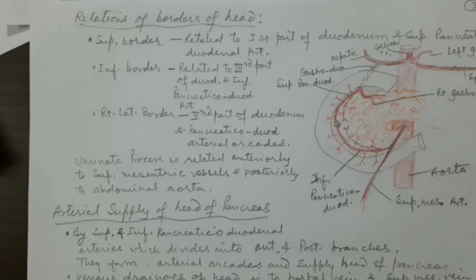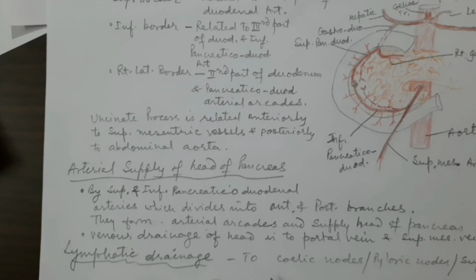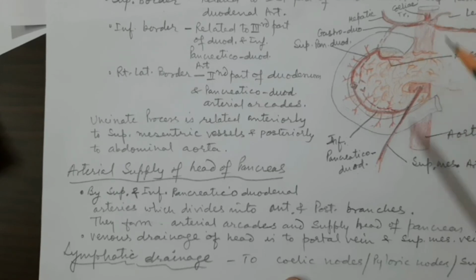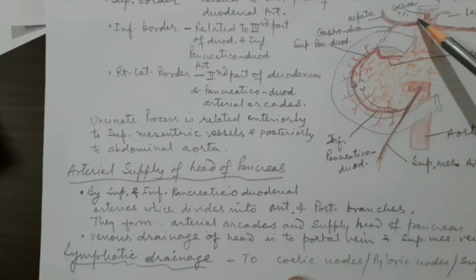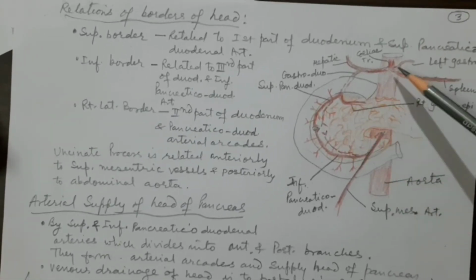Okay, lymphatic drainage of this. If you see the lymphatic drainage, you will see that this goes to various groups of lymph nodes. There is a group of lymph nodes which is close to the celiac trunk, and this is called the celiac group of lymph nodes. So lymphatics will go and drain into the celiac group of lymph nodes.